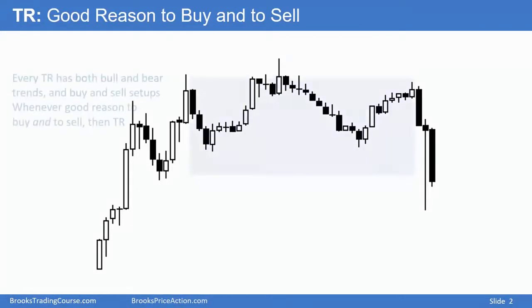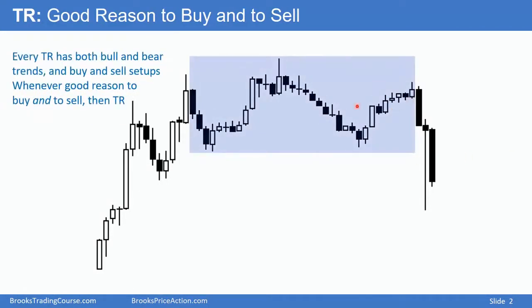Take a look at this chart. Clearly in a trading range, you could say the trading range began over here, but let's just use this part of it right here to illustrate a point. Every trading range, always 100% of the time, has both a reasonable buy setup and a reasonable sell setup. And whenever you look at a chart and there's both a reasonable reason to buy and a reasonable reason to sell, you know the market's in a trading range.